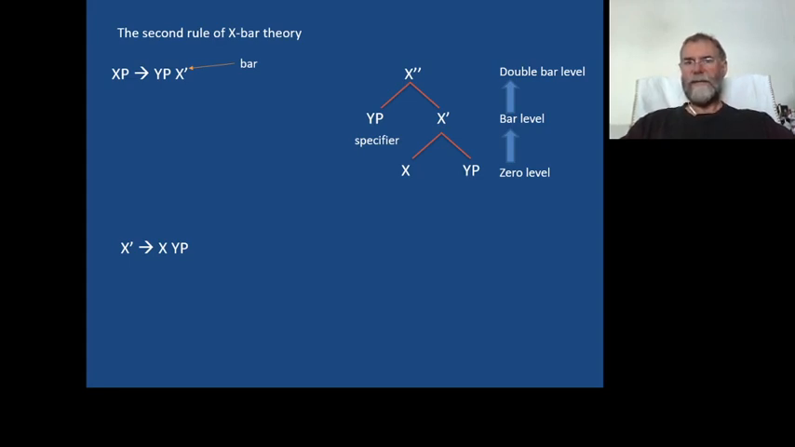So the idea is that we go from an X with no bars on it, with 0 bars, that's why it's called the 0 level, up to an X with 1 bar on it, the bar level, up to one more higher level with 2 bars on it, the double bar level. Okay, and that's it. You don't go any higher than that, and that's why X double bar and XP mean the same thing. That's the topmost node on the phrase.